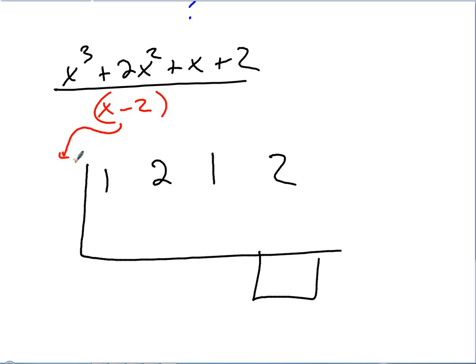The zero of the bottom, good. Not negative 2, but 2. The zero of the denominator, if I set it equal to 0 and solve. Okay, and how did this work?